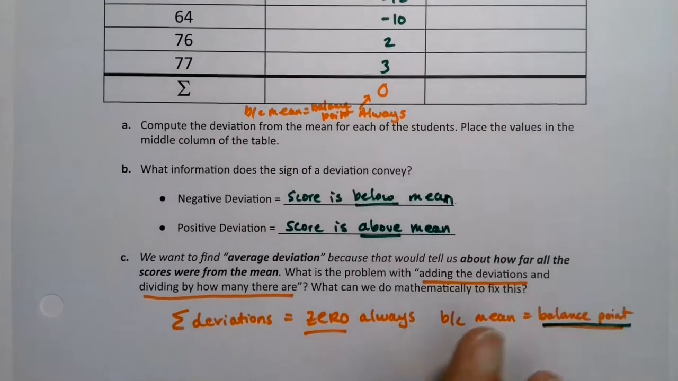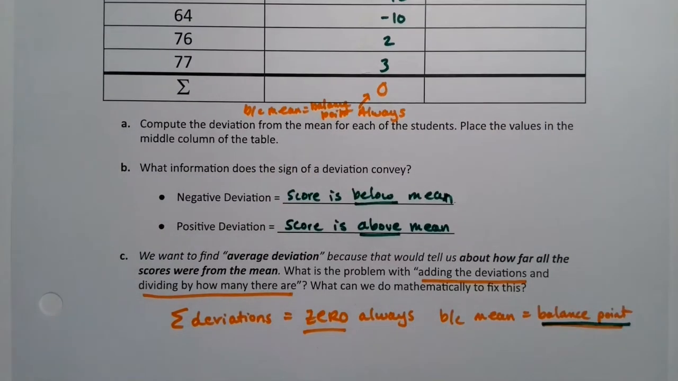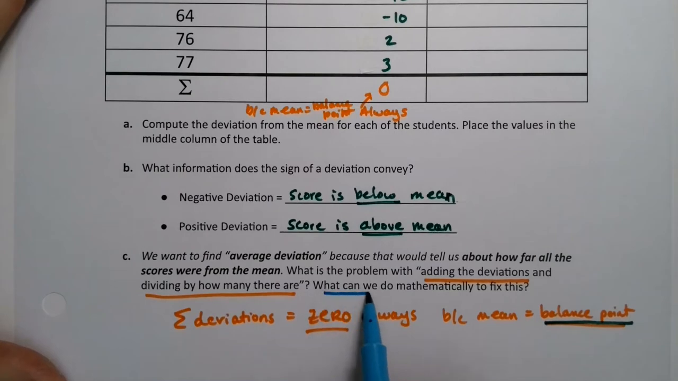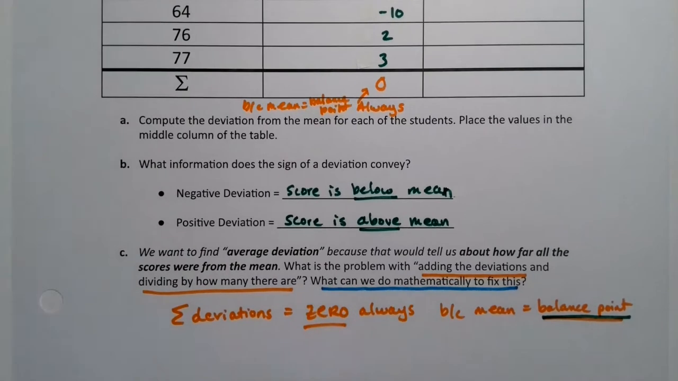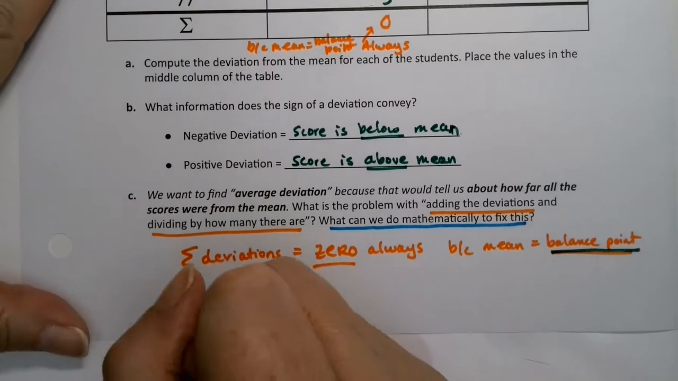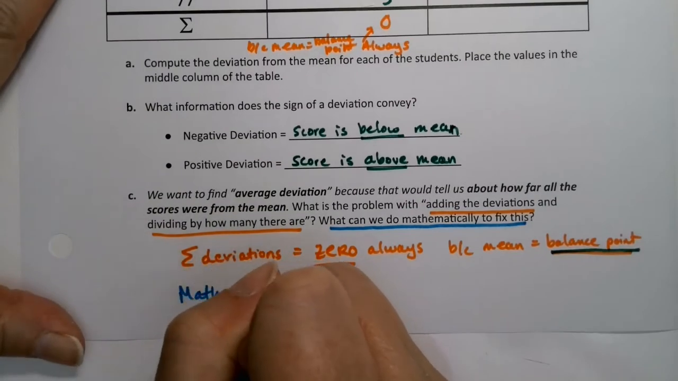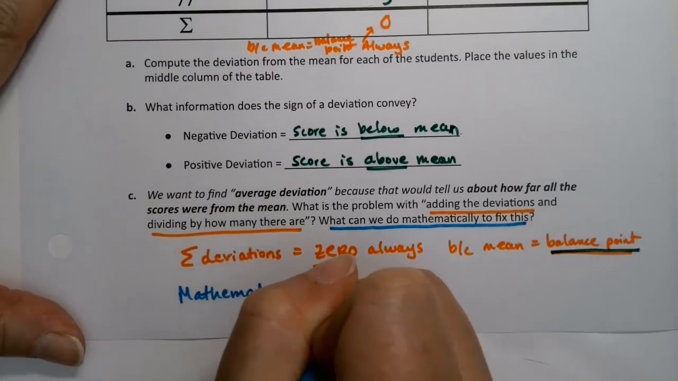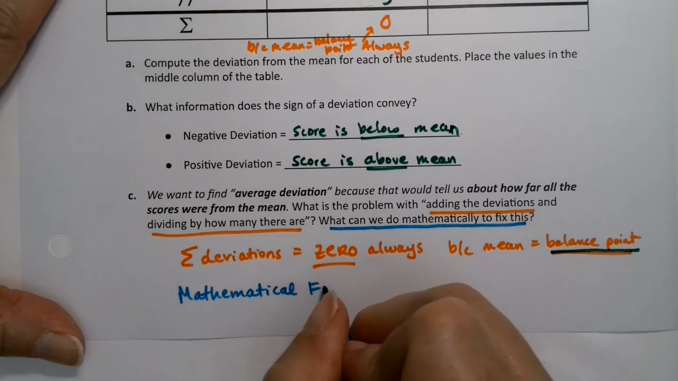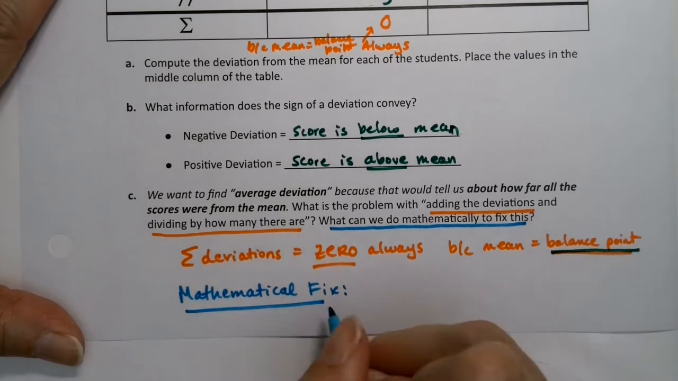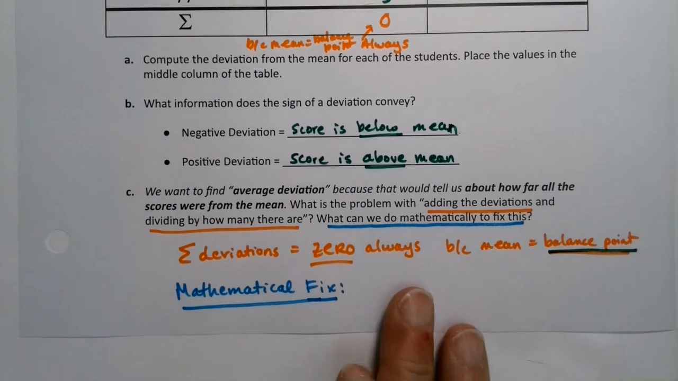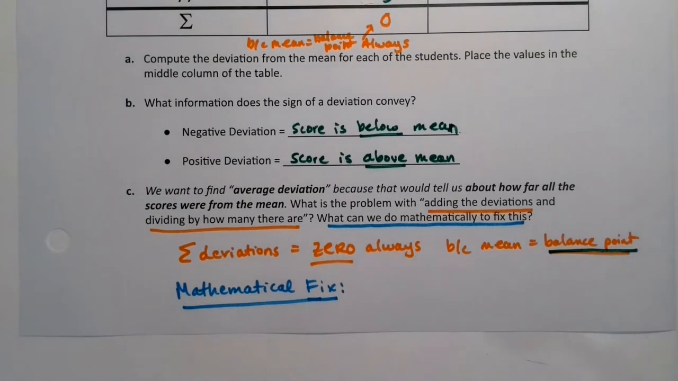Then what can we do to mathematically fix this? That's this question right here. What can we do to make it so that we don't have this problem? So the mathematical fix, there's two of them that you can use. To make it so that they don't cancel each other out, you can use absolute values, which leads to something called the absolute deviation, which is interesting in its own right, but not what we're going to work with.